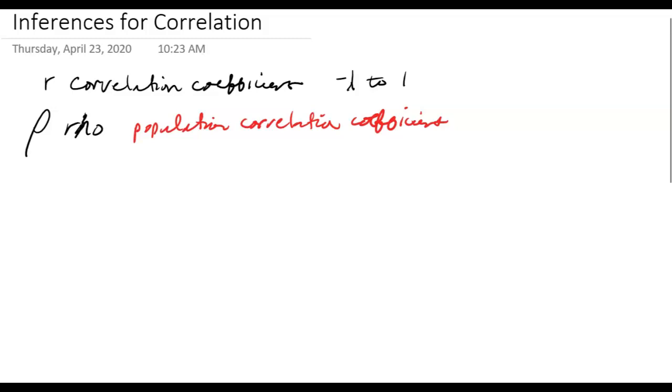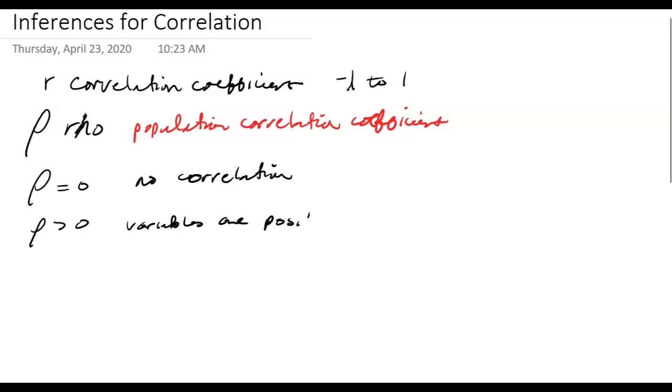And very much like the sample one, if rho equals 0, there is no correlation. Our two variables are uncorrelated with each other. Now, if rho is greater than 0, we say that our variables are positively linearly correlated.